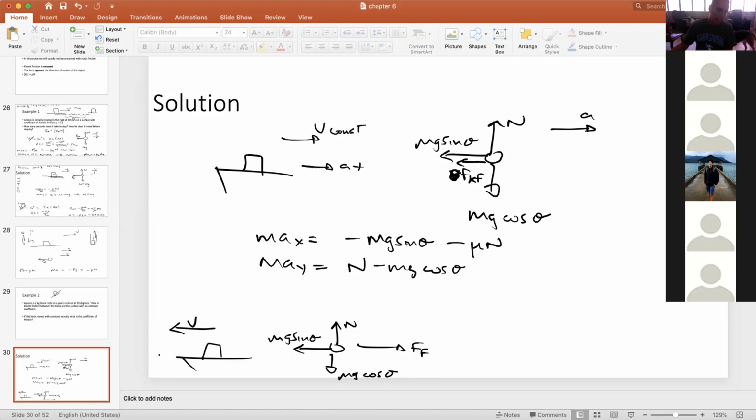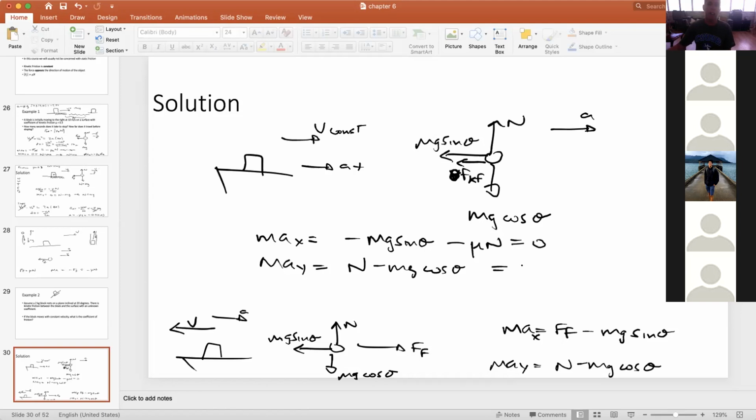Now, as it slides down, what do we get? Let's assume that a is still positive up the slope, but the velocity is down the slope. So max is equal to force of friction minus mg sine theta. Here, I'm assuming that these guys are, well, hang on, I'll get to that in a minute. may is still n minus mg cos. But remember that everything's constant, so this is 0, right?